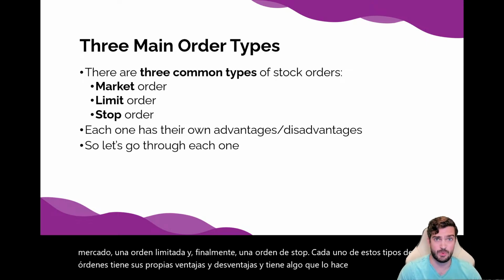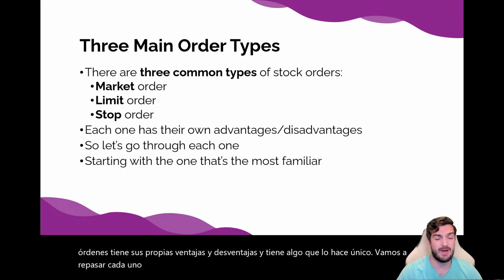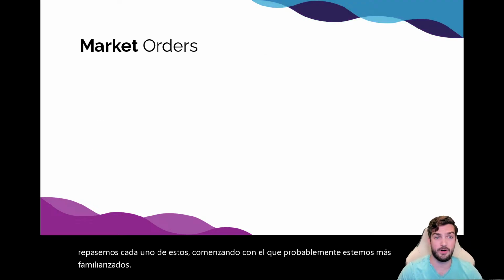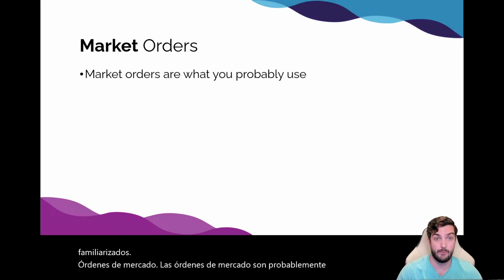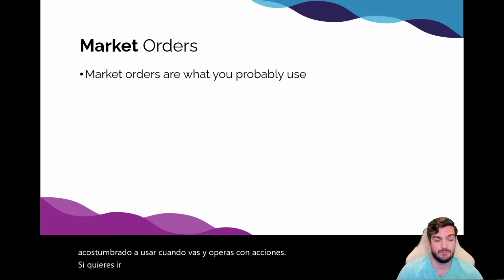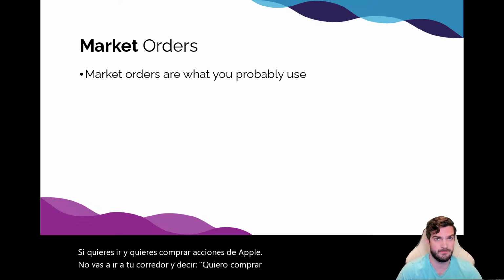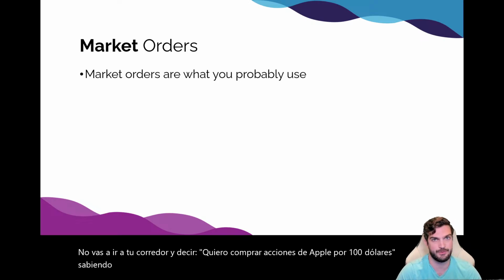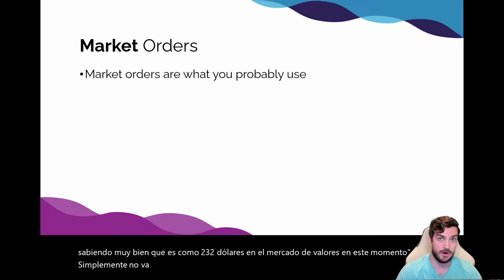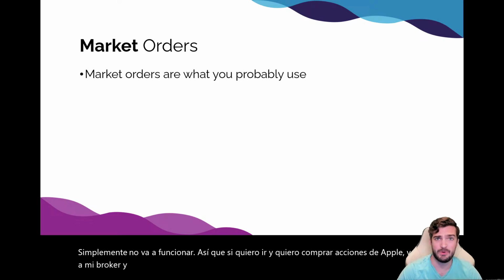So let's go through each one of these, starting off with the one that we're probably most familiar with, market orders. Market orders are probably what you're used to using when you go and you trade stock. If you want to go and you want to buy shares of Apple, you're not going to go to your broker and say, I want to buy shares of Apple for $100, knowing full well it's like $232 in the stock market right now. It's just not going to work. So if I want to go and I want to buy shares of Apple, I go to my broker and I tell them, go buy me Apple.